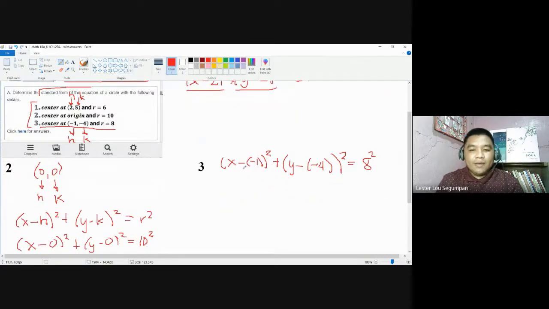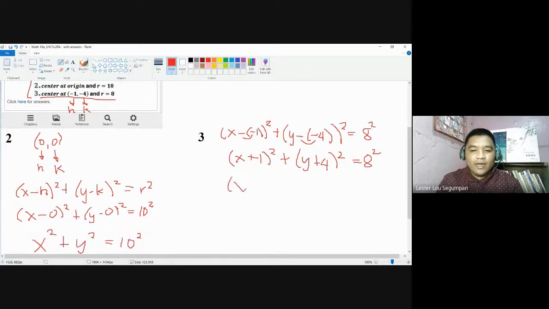As I mentioned earlier, there should be no series of signs here, so let's simplify them by the double negative property. It becomes (x plus 1) squared plus (y plus 4) squared equals 8 squared, or (x plus 1) squared plus (y plus 4) squared equals 64. Both of these are acceptable and correct forms of the standard form for an equation of a circle.